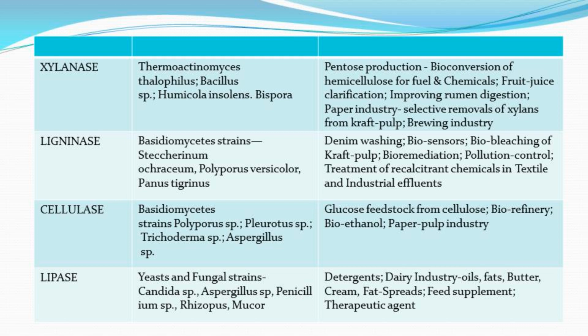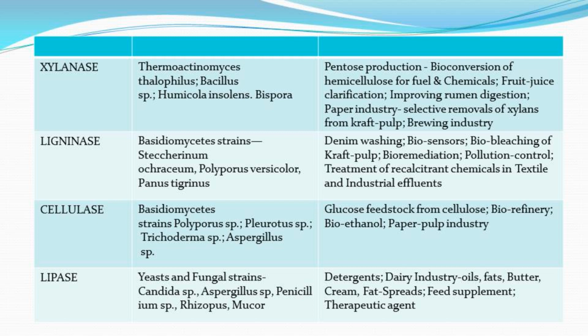Xylanase obtained from Thermoactinomyces thalophilus, Bacillus, Humicola, and Bispora is used in the bioconversion of hemicellulose for fuel and chemicals, fruit juice clarification, improving the human digestion, paper industry, and brewing industry.